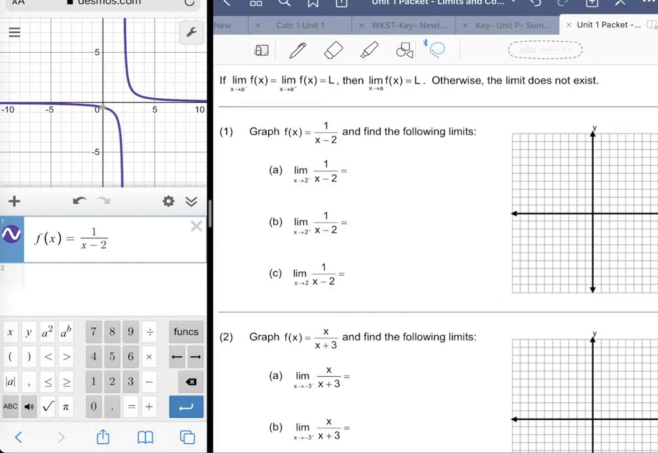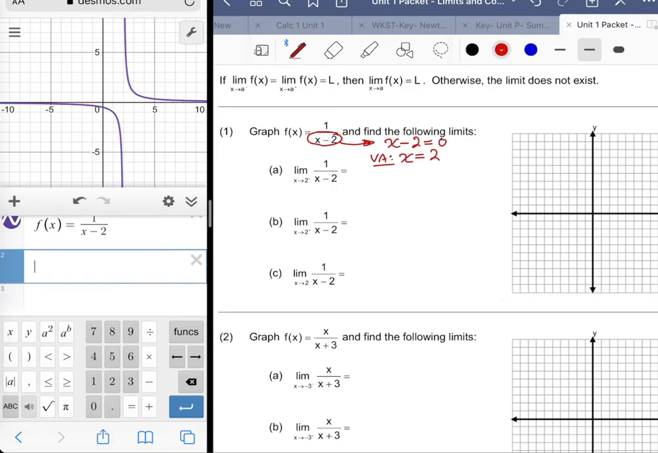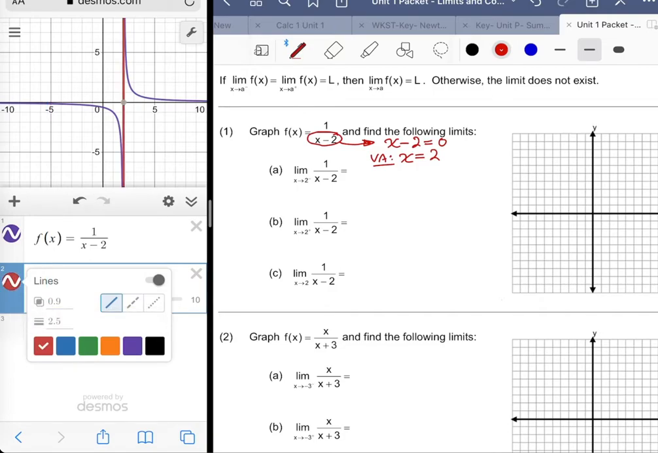So what we're looking at is an equation that has a vertical asymptote at x equals 2. But if you're unsure about the location of the vertical asymptote, just take the denominator of your fraction, set it equal to 0, and solve. And that'll give you your vertical asymptote. All right, so I'm actually just going to plot that real quick.